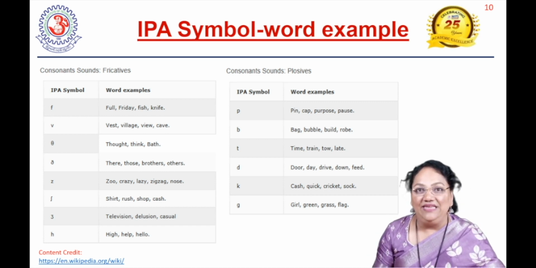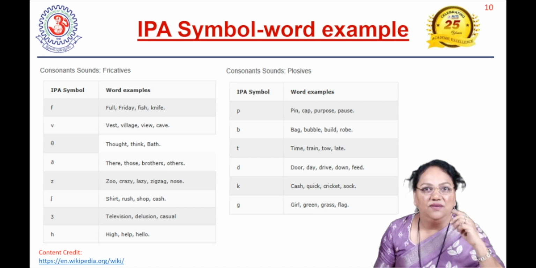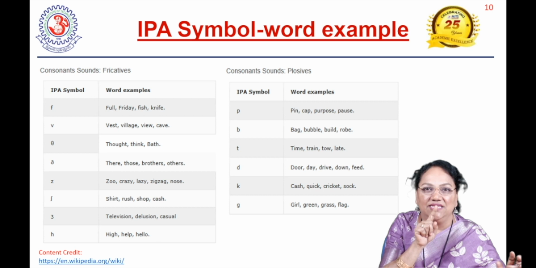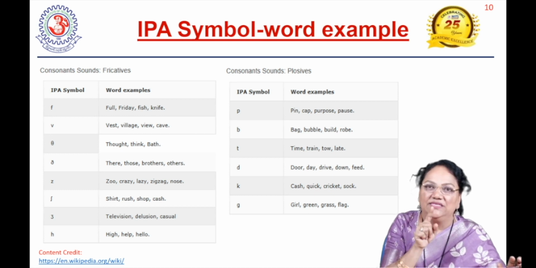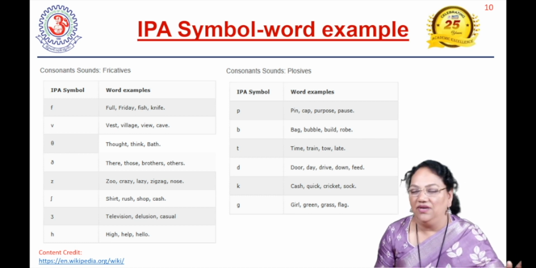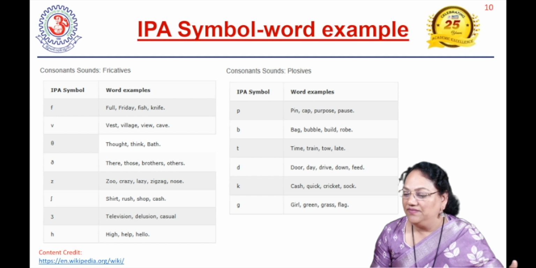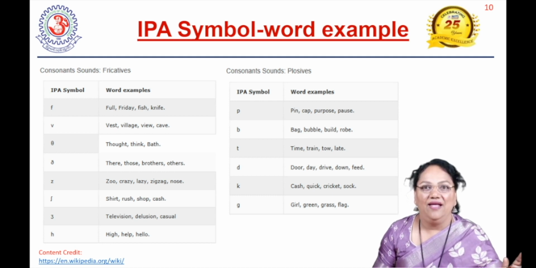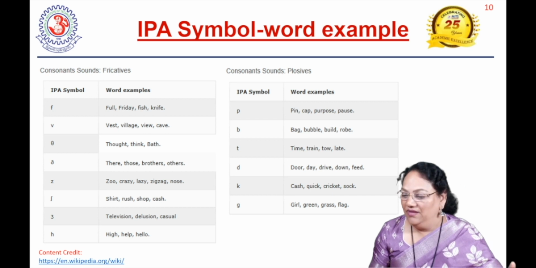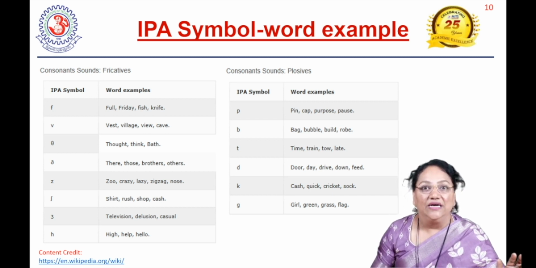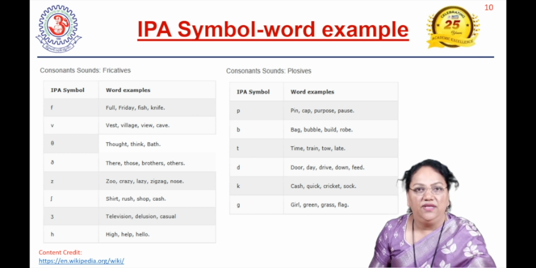T, D, D. Again, you can observe the back of the ridge. Our tongue tip is touching just the back of the teeth ridge. Then you can give that sound like D, D. Next, K, K. At the back position the tongue touches, and then we can get that K. Next, G, G. Fine. You also know this very well.